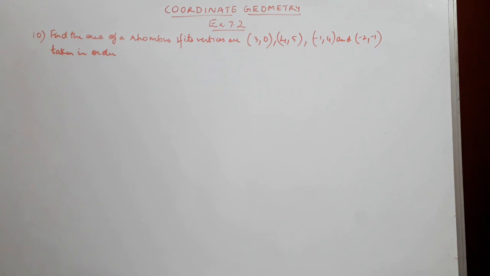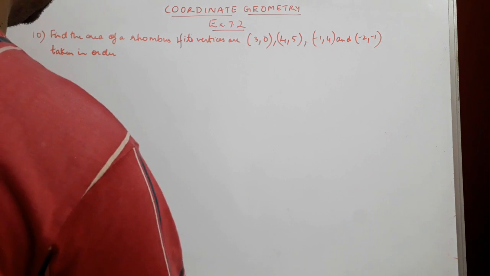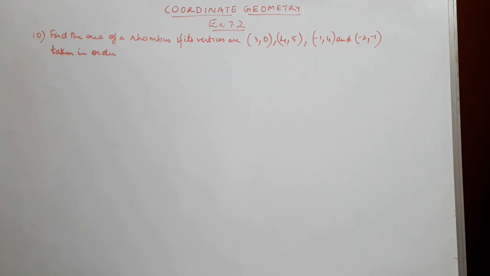Hello students, we come to the last problem of exercise 7.2 which says find the area of a rhombus if its vertices are (3, 0), (4, 5), (-1, 4) and (-2, -1) taken in order. To find the area of a rhombus we need to know the formula. The area of a rhombus is half into the product of the length of its diagonals.